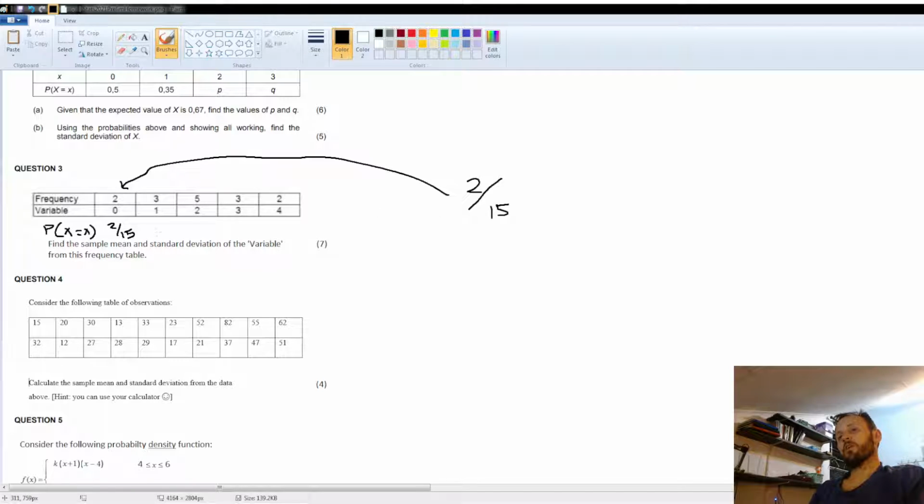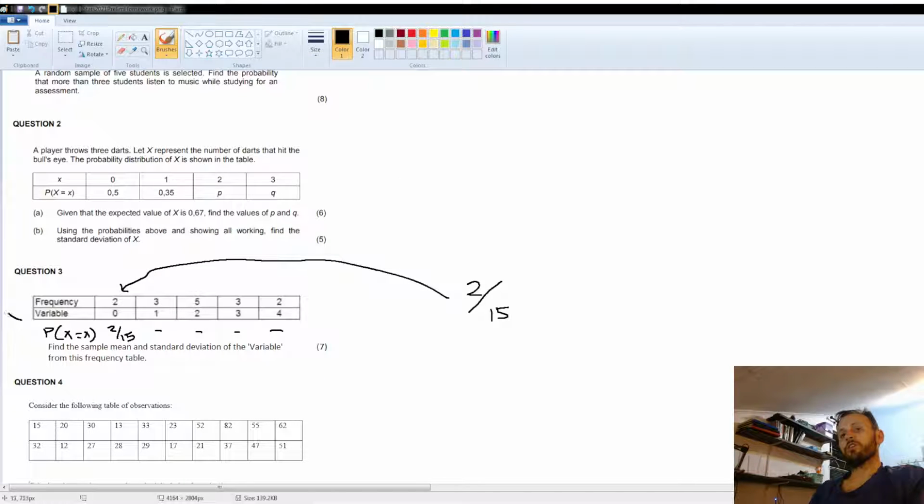And so you just do that same calculation there and there and there, and then you've got a table that looks, guess what, exactly like this one. And so you do everything the same way. I'll put a link to a video of how to work out expected values. Now you're going to say 0 times 2 over 15 plus 1 times 3 over 15 plus 2 times 5 over 15 plus 3 times 3 over 15 plus 4 times 1 over 15. And that's the expected value. Standard deviation is calculated similarly.